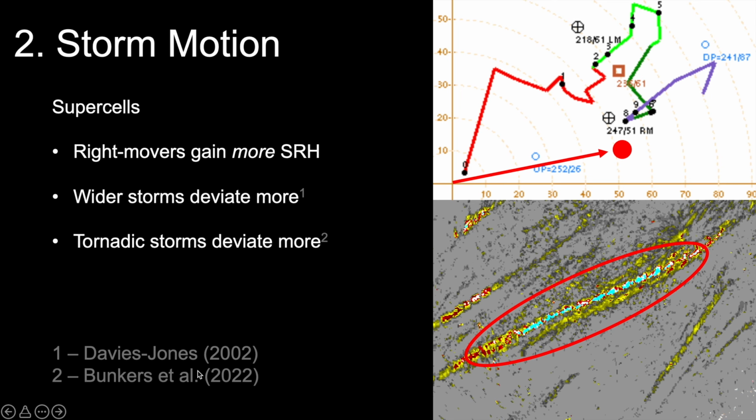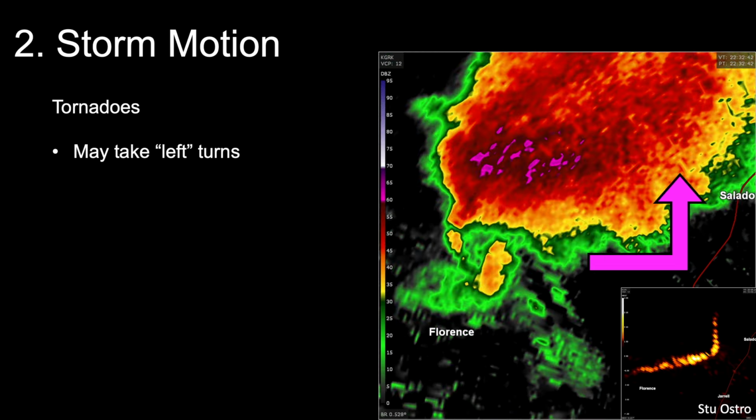And it's also been noted very recently that tornadic storms might actually deviate more than non-tornadic storms. So this is a signal that's coming out of these cases that might be important to look for in, say, warning operations.